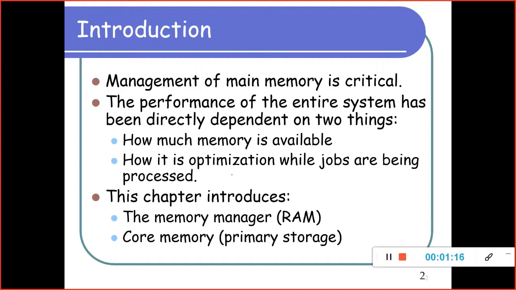So RAM, if you want to buy a PC or laptop, now the minimum, I think, is 8 GB of RAM. For new computer applications, and of course if you are a gamer, you need much more RAM, and you must have both CPU and GPU. So I think now the minimum acceptable RAM is 8 GB. This chapter introduces the memory manager, RAM, and the core memory, primary storage.